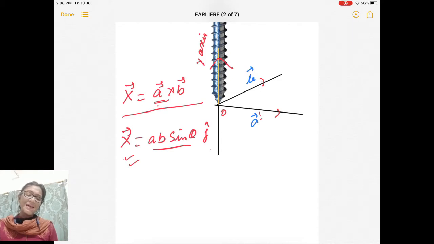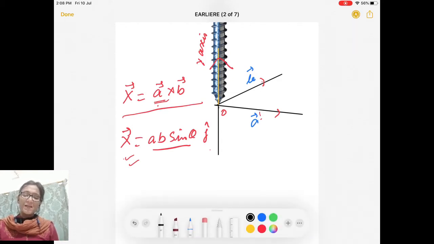So you place a screw at the joining point of the two vectors, which is at an angle theta. The magnitude will be given by the magnitude of A into the magnitude of B into the sine of the angle between the two. This gives you the magnitude. Now you rotate the screw starting from the first vector to the other vector, and you will find that this rotation is done in the anti-clockwise direction.